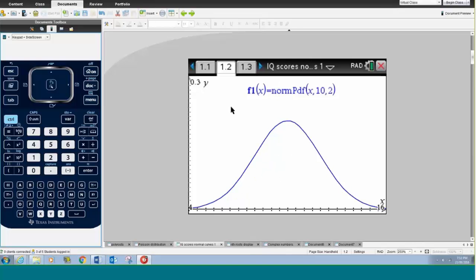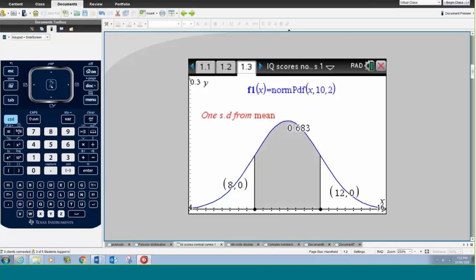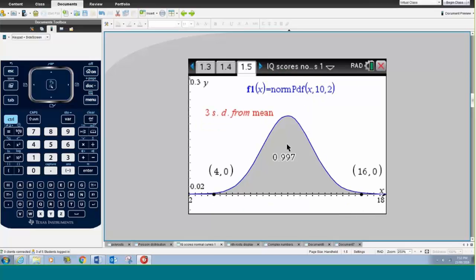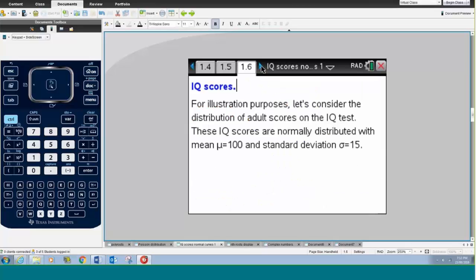So you just draw the graph and set up the window, and the syntax is normal PDF, and here I use the normal distribution with mean 10 and standard deviation 2. It is a bit trickier to put all those values because we either need to draw vertical lines or put X values on the X-axis, which is still possible, to shade the areas and show 1, 2, and 3 standard deviations from the mean. But there is an easier way, to actually use the statistics graph.